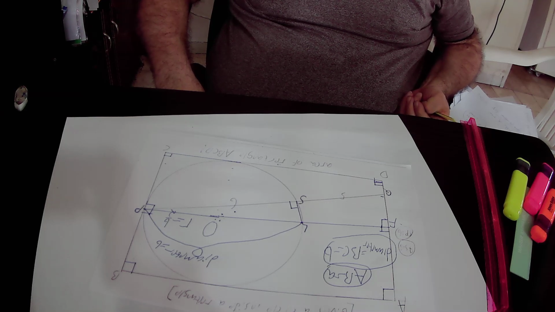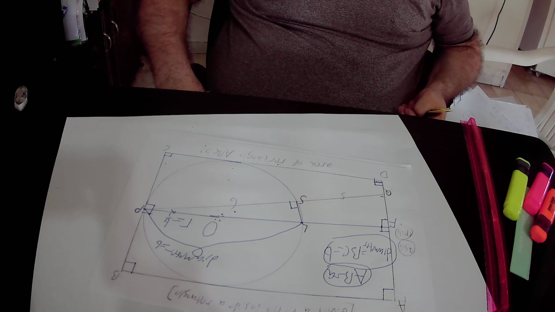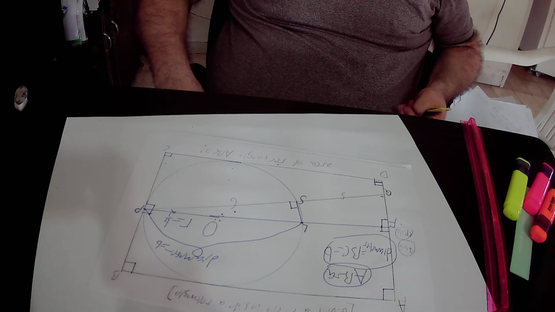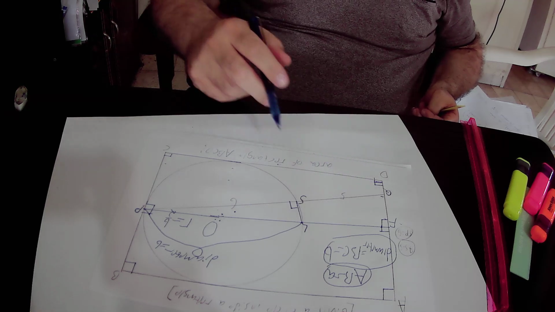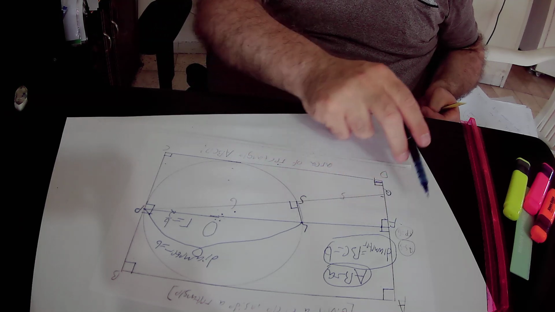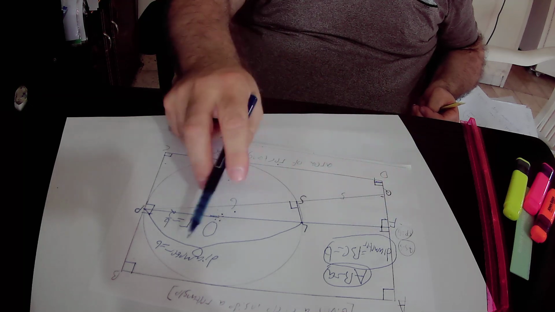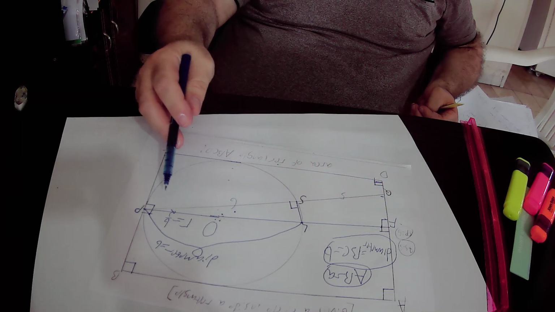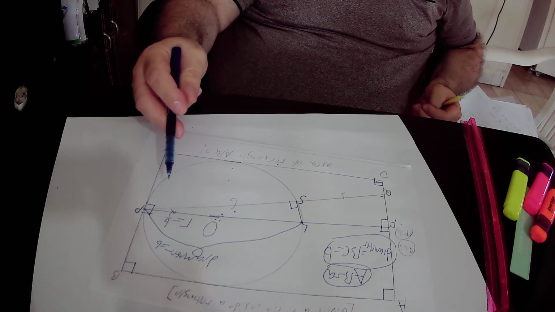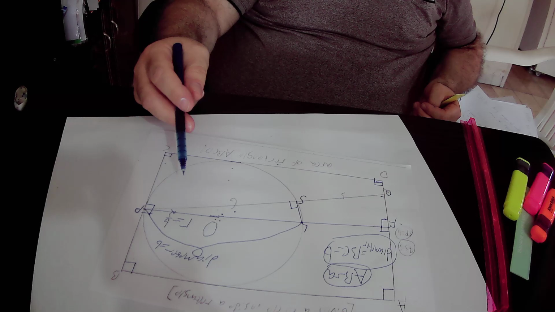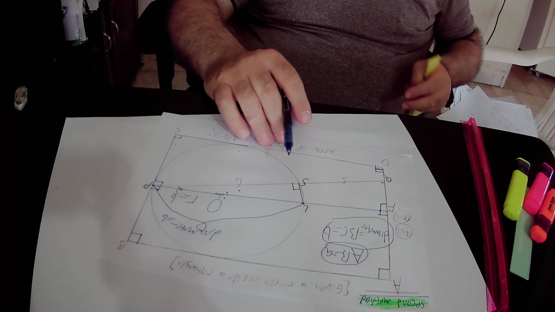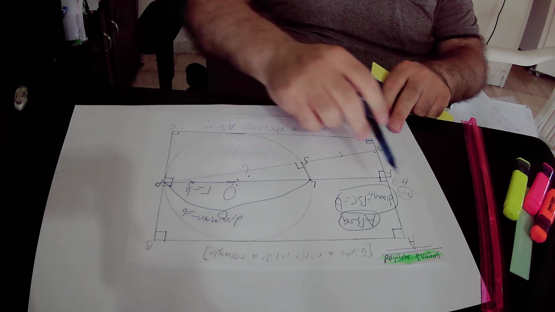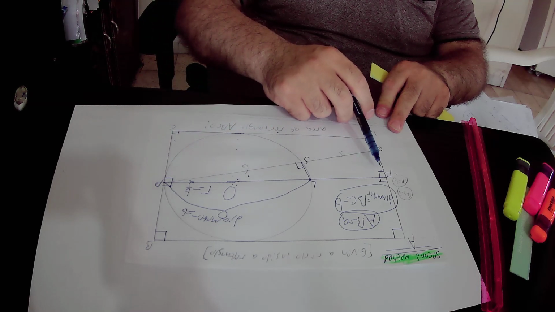And here we have, what is the length of FP? We already proved that ABFP is a rectangle because it has 4 right angles. So in rectangle ABPF, its opposite sides are equal to each other. That is to say, side AB equals side FP.